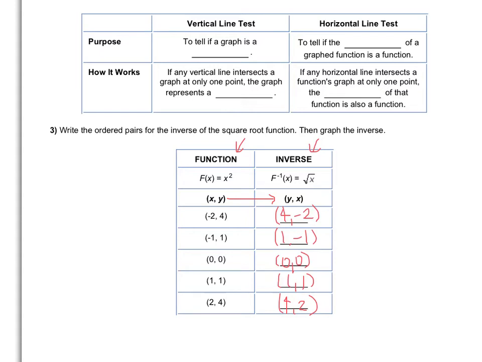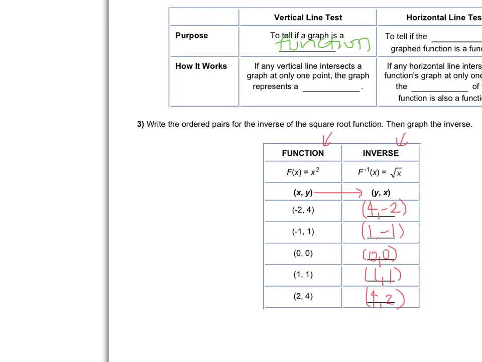So we've been using the vertical line test to tell if a graph was a function. If you'll recall, the vertical line test says that if I can draw a vertical line through the function, for example this, and that vertical line only touches the graph one time, then it's going to be a function. But if I take a function and I draw a vertical line through it and it touches it twice or more, this is not a function. So that's what would go in the second blank. If any vertical line intersects a graph at only one point, the graph represents a function.